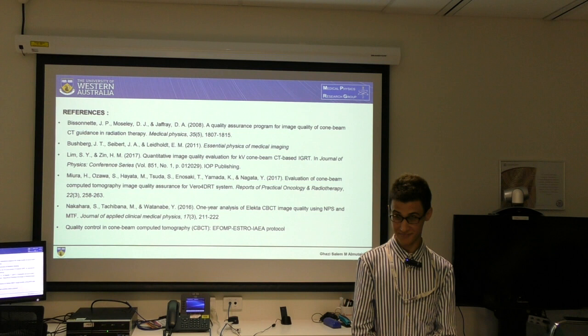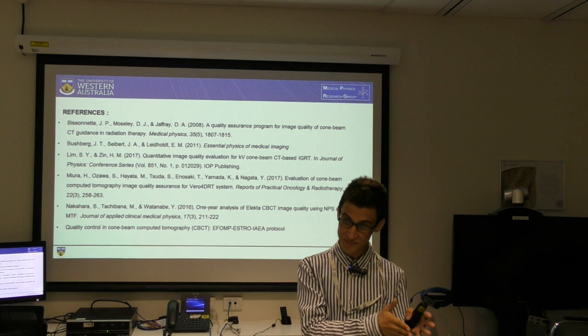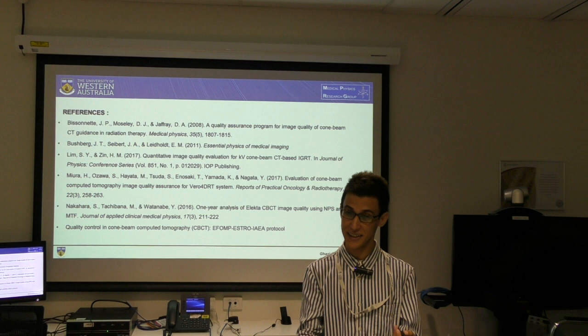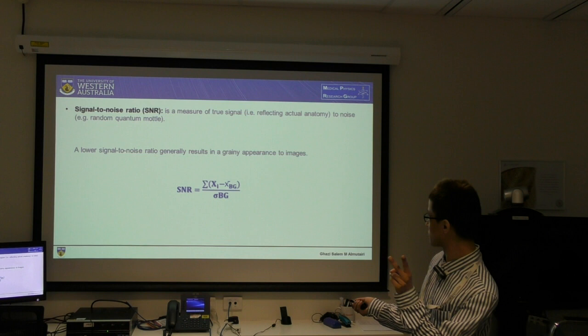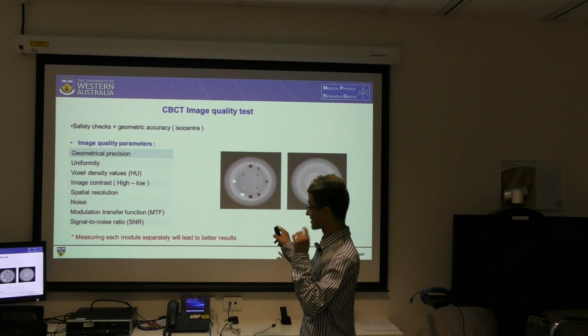Can you describe the phantom a little bit more? Okay, the phantom has different layers. It has different densities and different insert modules to test various image parameters. It's cylindrical. Because you had a great list of image quality parameters there, I will show you. It's like this. These are like circles for the parameters, the inserts.